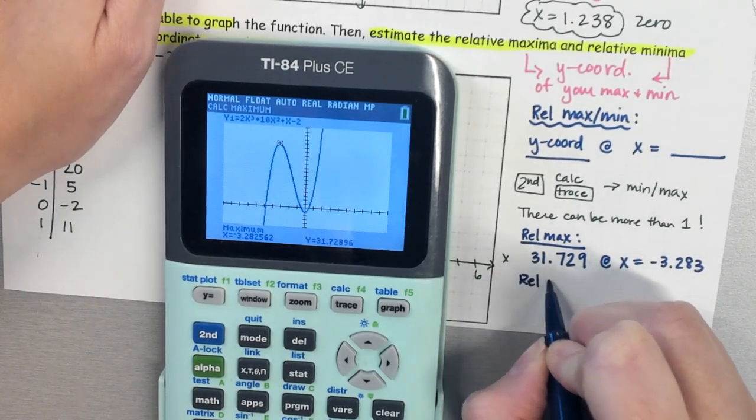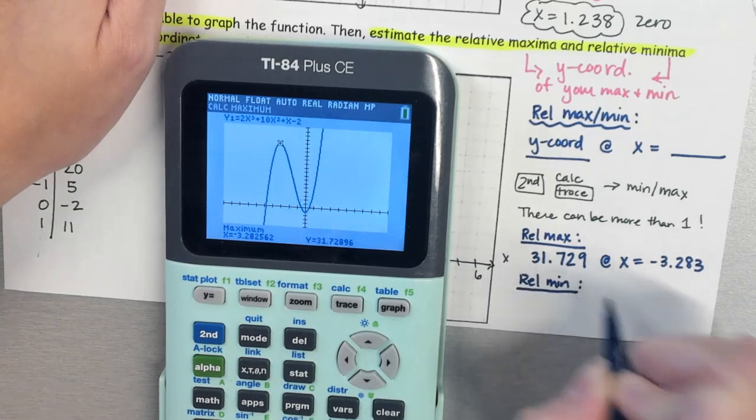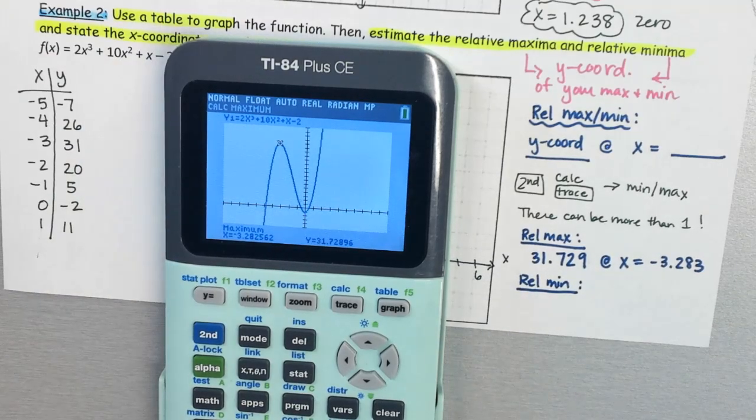Okay, so I want you to find the relative min. Okay, I want you to find your relative min from that, and I want you to practice rounding to make sure we got that.